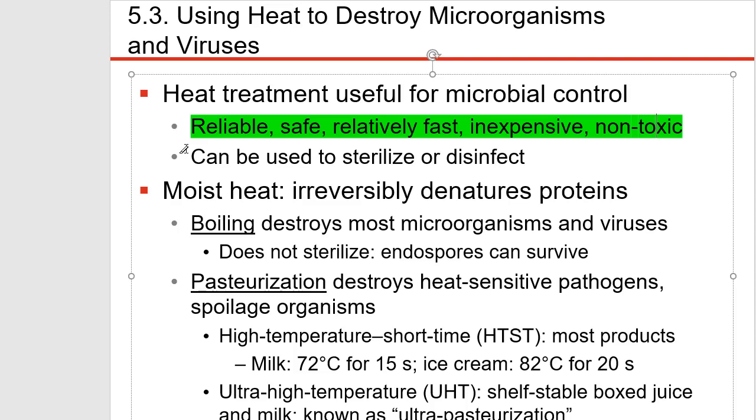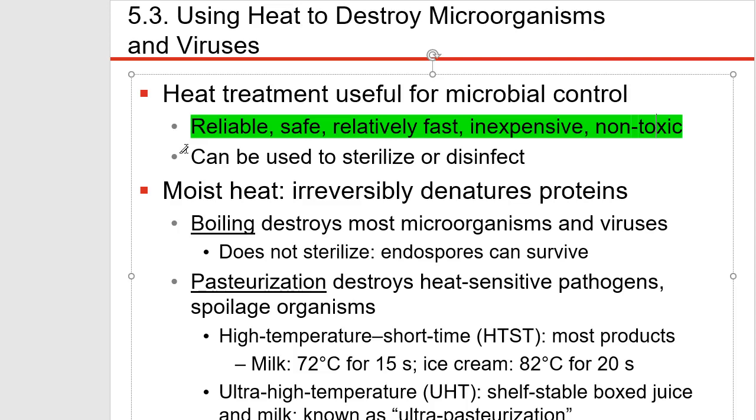And we talked about how denaturing means it's going to make sure that the protein no longer works. It cannot function because its original shape has been deformed, so it can't perform its normal function. So boiling destroys most microorganisms and viruses. That's why sometimes we say when we're traveling into different countries, make sure you boil your water because it does do a good job at destroying most microorganisms and viruses.